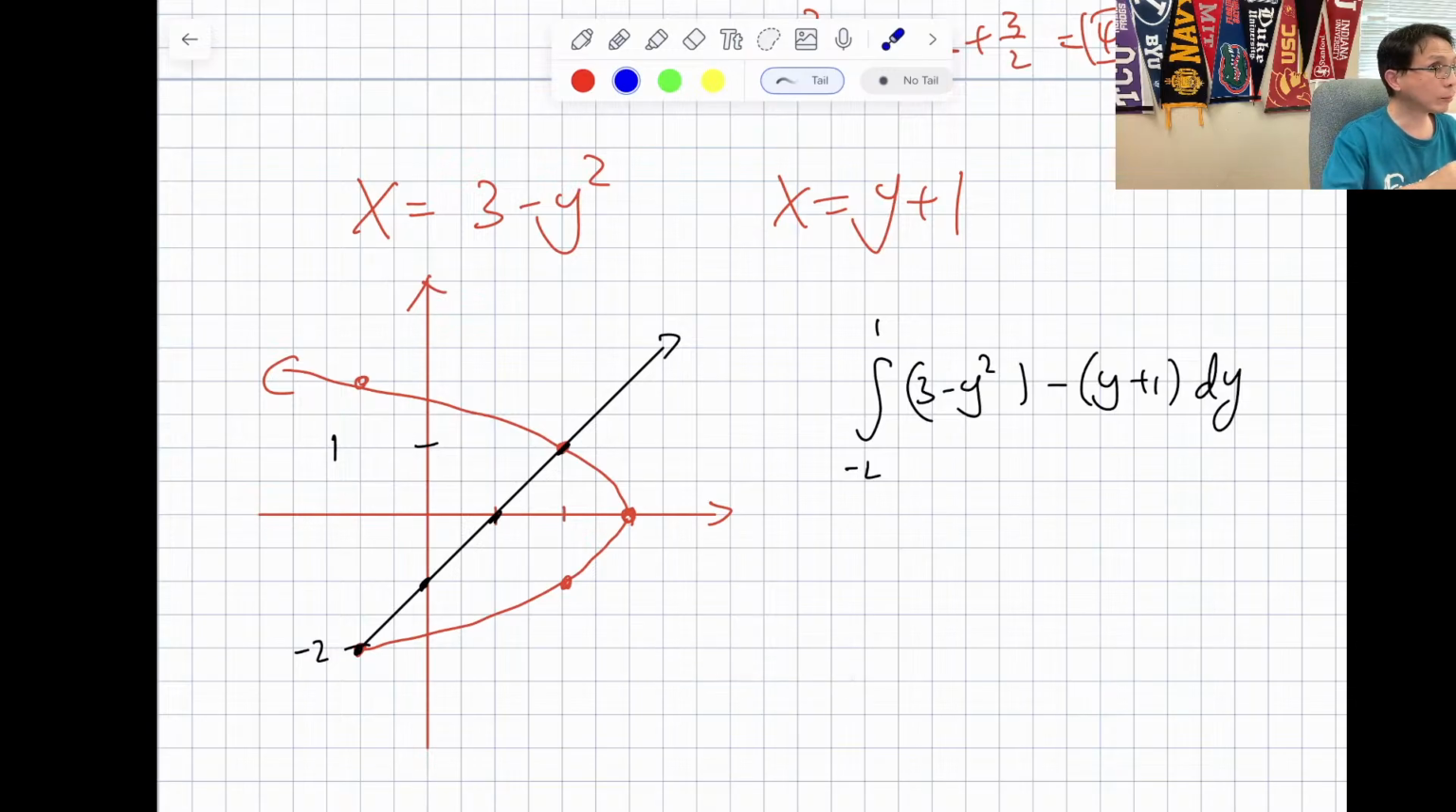No, you set them equal to each other to be 3 minus y squared.